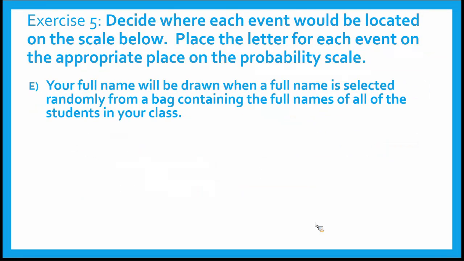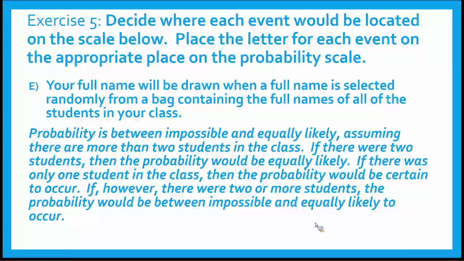Part E. Your full name will be drawn when a full name is selected randomly from a bag containing the full names of all the students in your class. The probability is between impossible and equally likely, assuming there are more than 2 students in the class. If there were 2 students, then the probability would be equally likely. If there was only 1 student in class, then the probability would be certain to occur. If, however, there were 2 or more students, the probability would be between impossible and equally likely to occur.